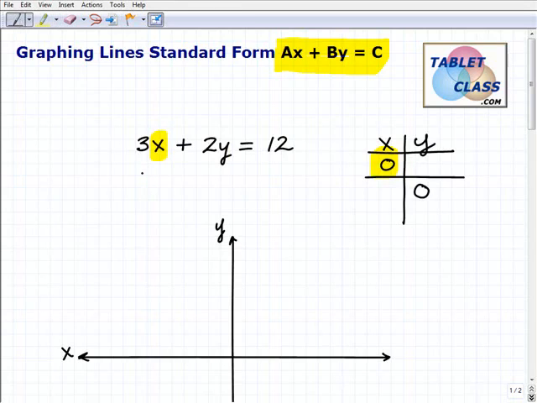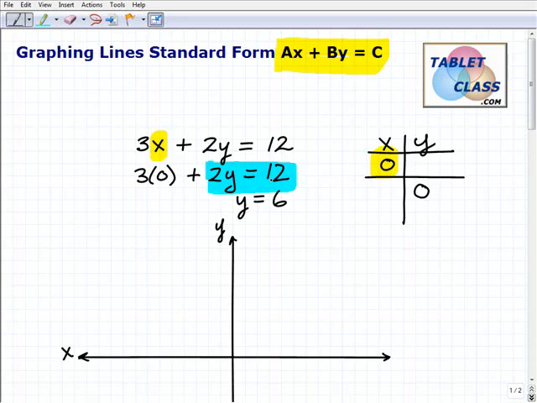So let's go ahead and do this. That's going to be 3 times 0 plus 2y equals 12. Of course, 3 times 0 is 0, so we just have to solve this equation, 2y equals 12. And when I solve that, I get y equals 6. I'm assuming everyone out there can solve a basic equation like this, 2y equals 12. If you can't, go back and learn how to solve equations. Anyways, when x was 0, y was 6.